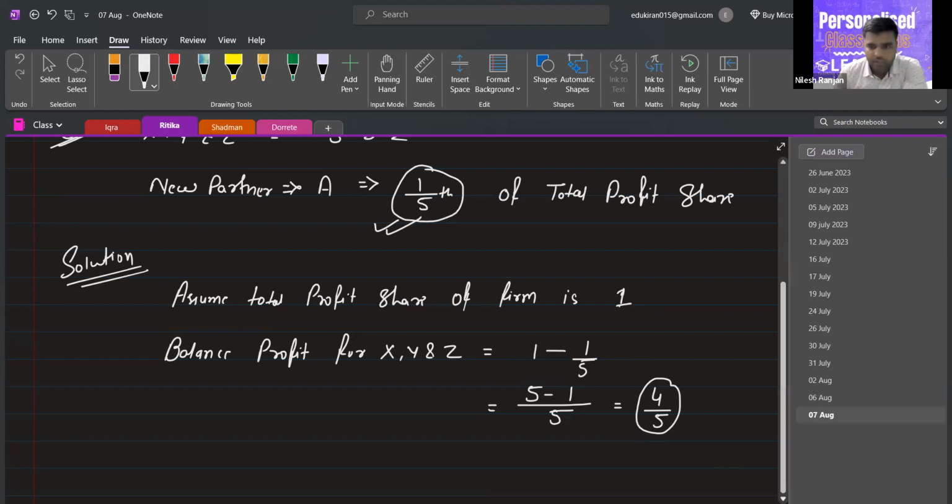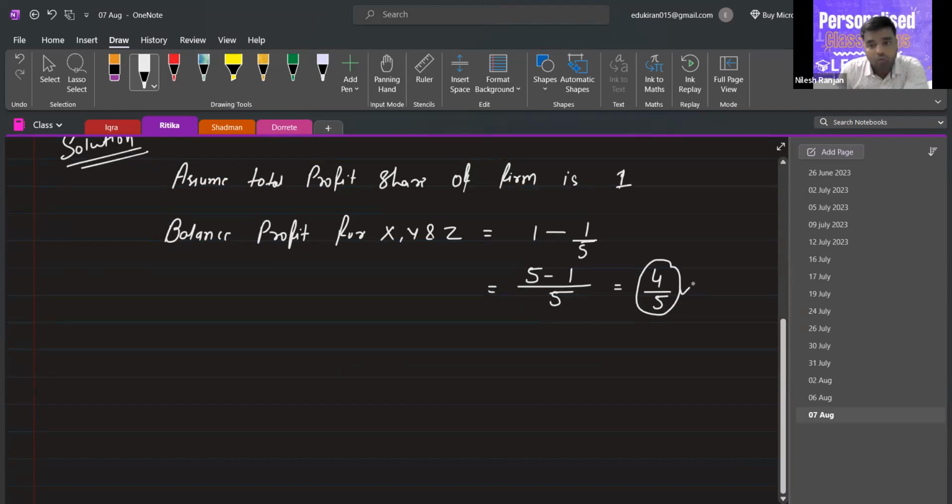Now, we don't know how they will distribute this 4/5. So we will distribute this in their old ratio, because we assume that their old profit share does not change between them. For the new partner, it is changed, but among themselves their ratio will be the same. See here: balance profit for X, Y, and Z, 1 minus 1/5, that is 4/5. So new profit share.